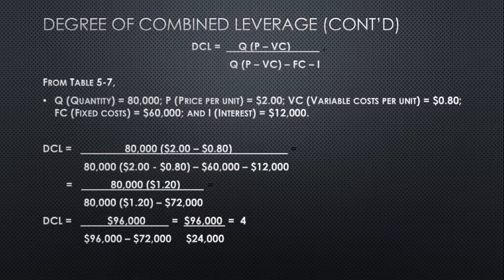Degree of combined leverage, as you can see in the formula at the top: your quantity times your price minus your variable costs per unit, over your quantity times price minus variable costs, minus fixed costs, minus your interest, which gives you a degree of combined leverage of 4.